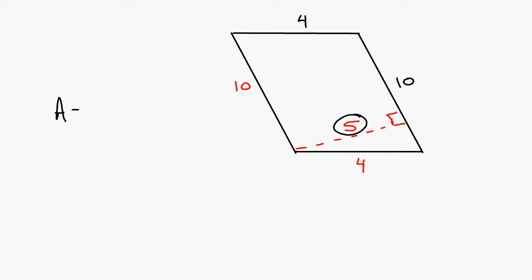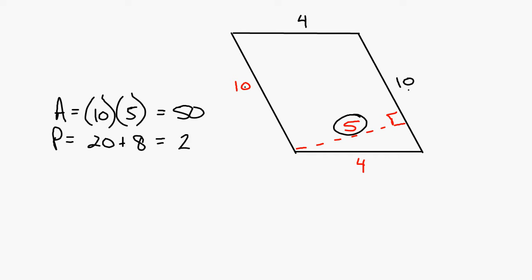So the area is going to be equal to 10 times 5, and that's 50. Your perimeter is going to be equal to the sum of the sides. So you got 2 10s, which is 20, plus 2 4s, which is 8, and 28. Alright, area and perimeter.